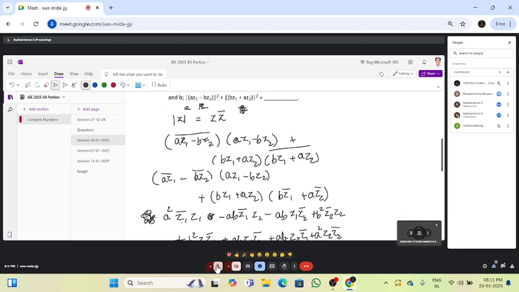Sir, I have taken A Z1 minus B Z2 whole square, sir. A Z1 square modulus plus modulus B Z2 square minus 2 into real part of A Z1 into B Z2 bar, plus B Z1 plus A Z2 squaring modulus squaring, sir. B Z1 mod square plus A Z2 mod square plus 2 into real part of A Z1 dot B Z2 bar.